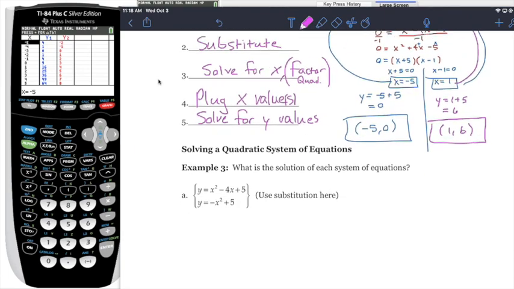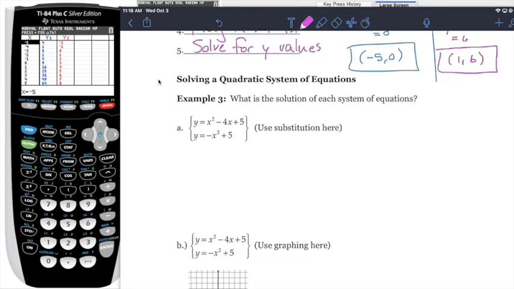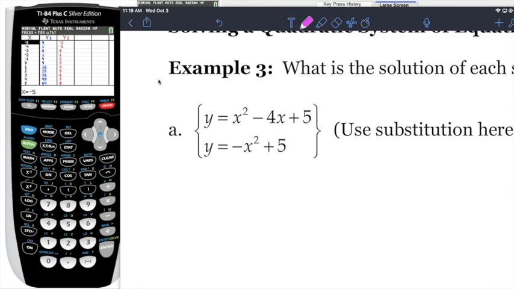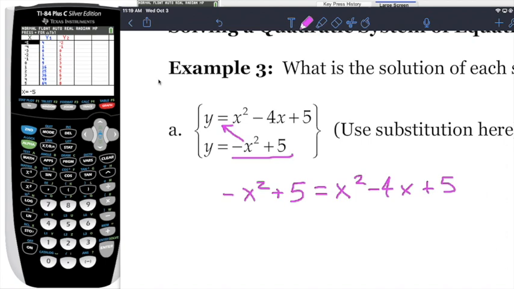Now sometimes you will have examples where you can solve a quadratic with another quadratic. Notice you have two x squared graphs, and most of the stuff is not going to be different here. Notice they're both equal to y, so you're going to take one of the equations and set it equal to the other one. We'll get x squared plus 5 equals x squared minus 4x plus 5. So there's your substitution step.